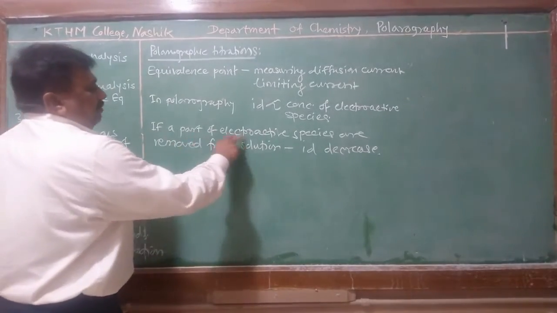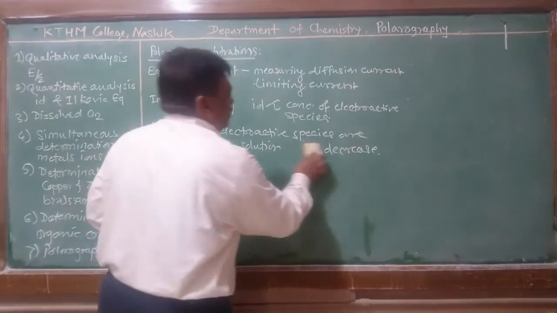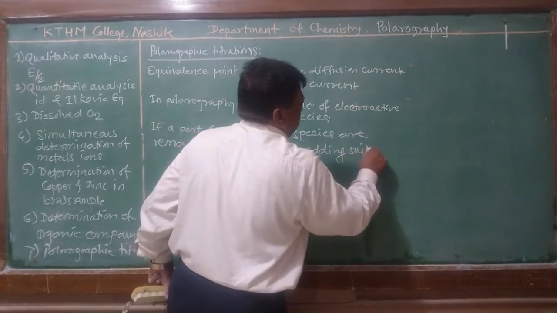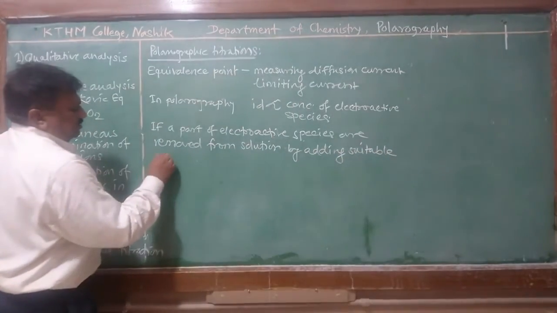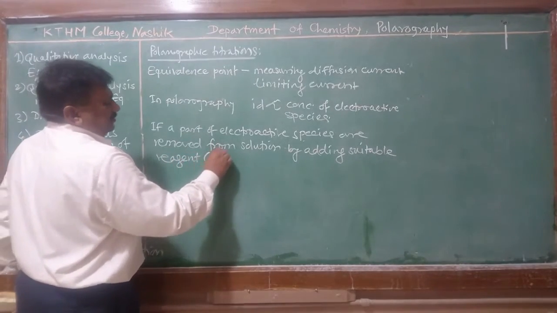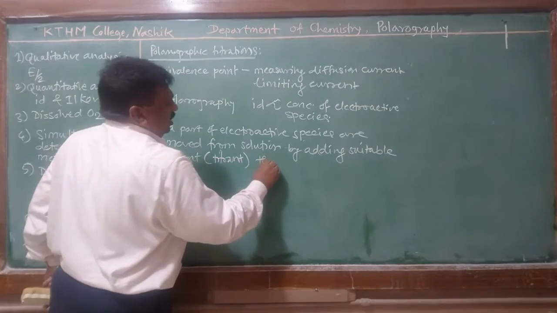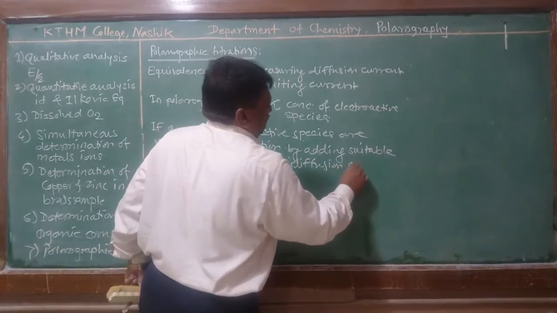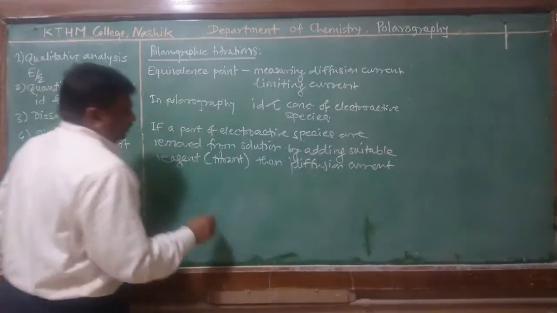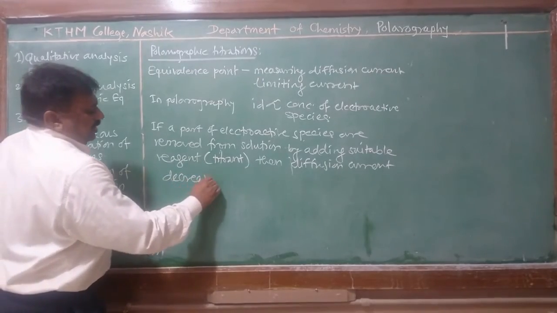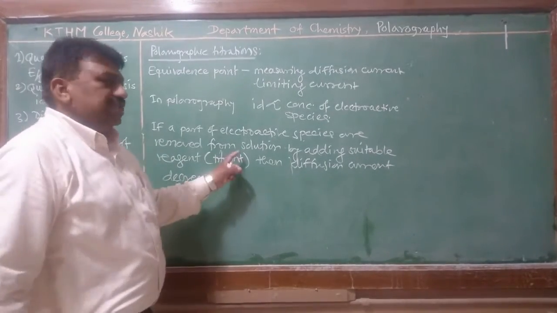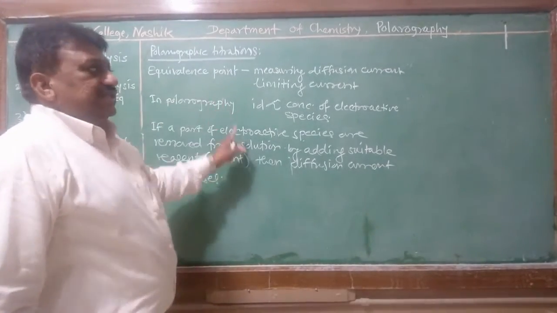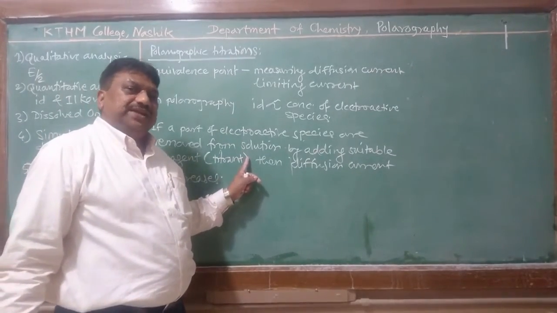Therefore, if a part of the electroactive species is removed from the solution by adding a suitable reagent, or you may say titrant, then the diffusion current decreases. And if the total species is removed, then the diffusion current becomes equal to the residual current. Therefore, this is the basis of a polarographic titration.